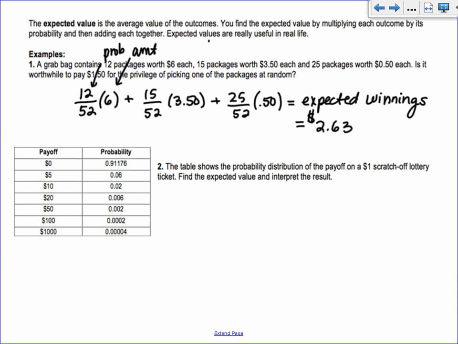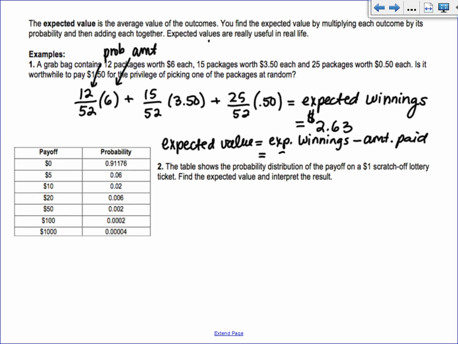Okay, but what number have I not used in my original problem? I haven't used something. 1.5, right, $1.50? That's how much it cost me to buy this ticket, or not ticket, but the grab bag. So that's where the expected value comes in. So expected value ends up being your expected winnings minus the amount you paid.